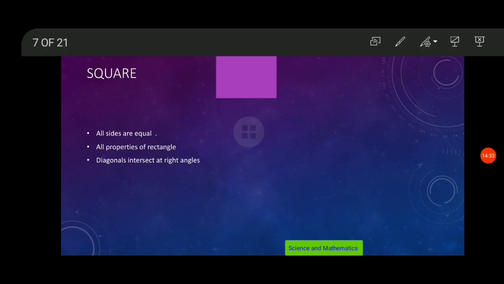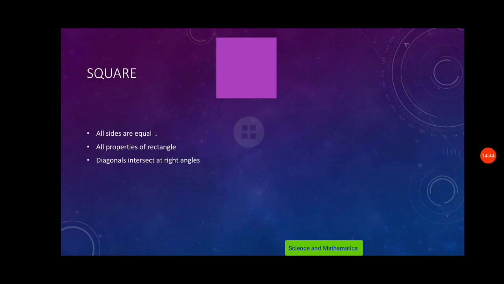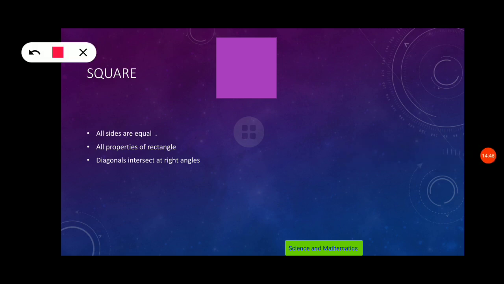Now I will show you how the diagonals bisect the right angles. Let me take the pen. Now this is a diagonal and this is a diagonal. When they bisect each other, the parts will obviously be equal, and we all know that in a square the diagonals are even equal, so this part, this part, this part, this part, all will be equal.